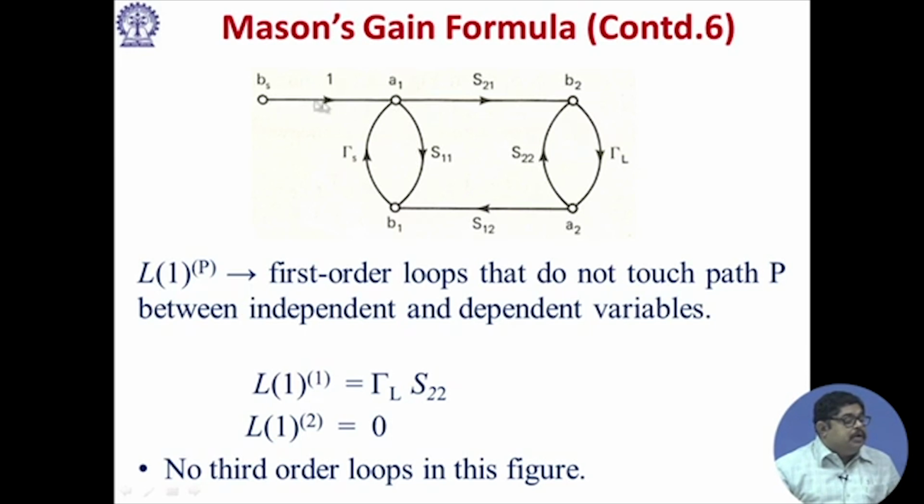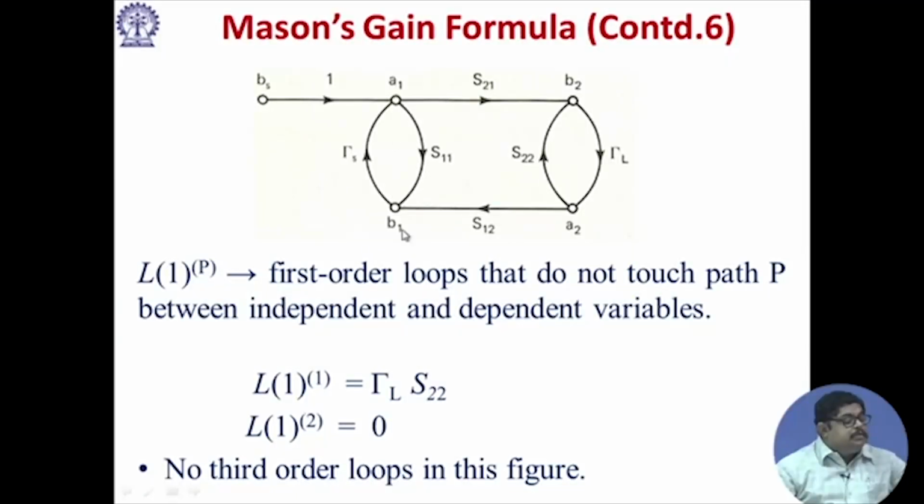What is path 1? This path. This was our path 1. Now, the first loop and this loop, they are touching, non-touching means that they do not share any common node. So, the first two loops do share common nodes with this path, but this one does not share any common node with this one. So, this one is a non-touching loop. So, L11, that is why we are writing gamma L S22.